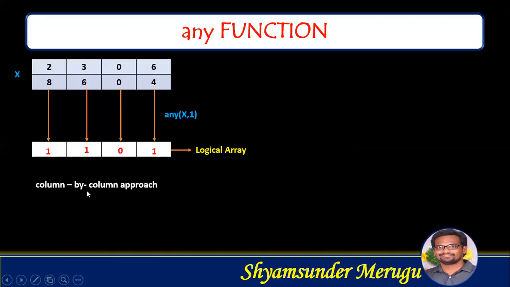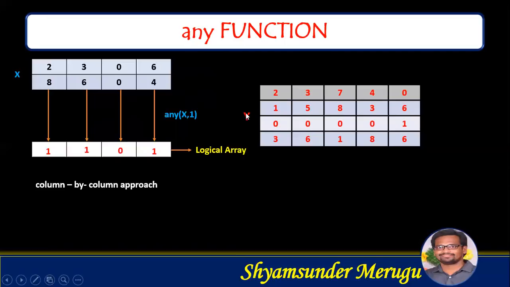This one stands for the column by column approach. So what we did here is a column wise operation. That's why this one indicates the column by column approach. And again we take another arbitrary array y, and these are the elements. Now we just applied the any function with y of 2. This 2 indicates the row by row approach.